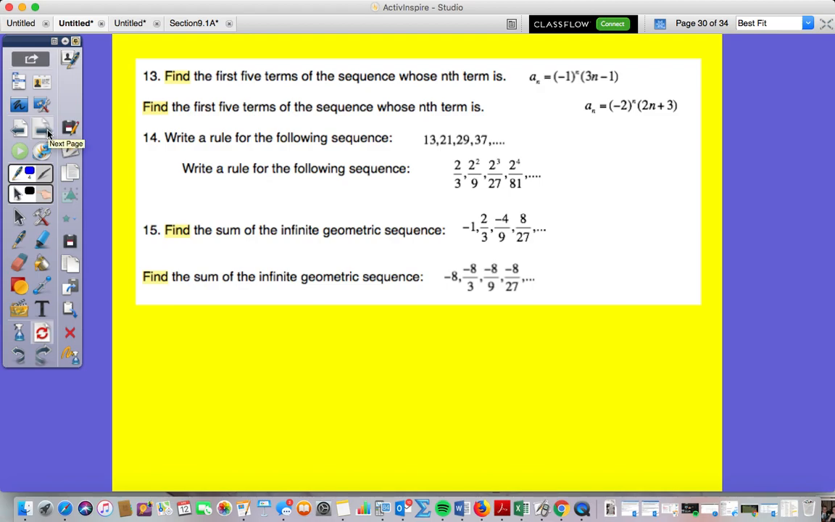Okay, so like 13, we can go ahead and knock 13 out easy. It says write the first 5 terms, right? So if I did that, here's the nth term. What would I do to find the 5 terms? Just plug in 1, 2, 3, 4, 5. Good. Also, you could plug it in your calculator.